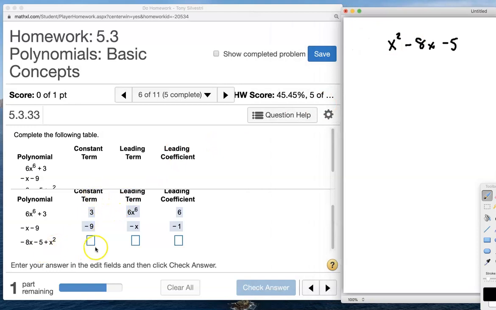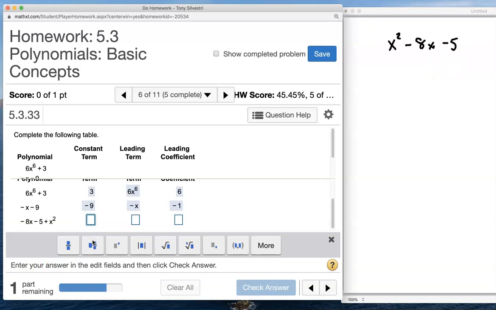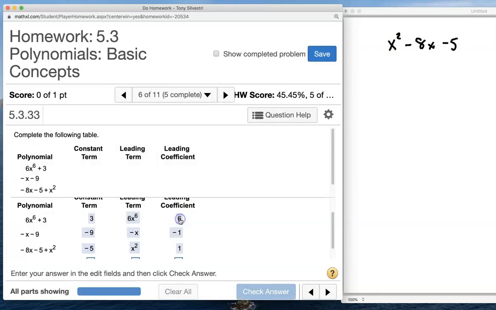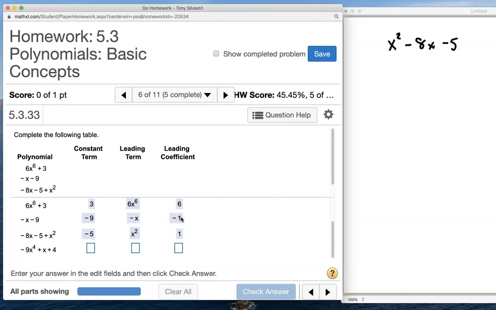The constant term is -5. Let's see, what's next? Leading term. The leading term is x squared, the whole term. And the leading coefficient is the number in front of that leading term. If there's no number there, it implies 1. Check your answer. Nice. Very good. And then I think this is the last part.